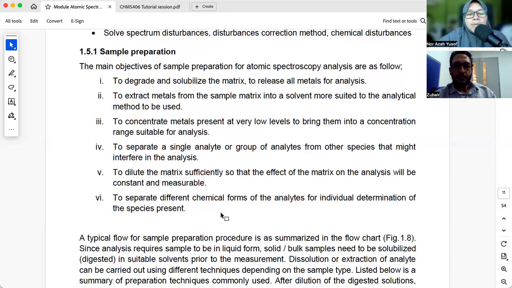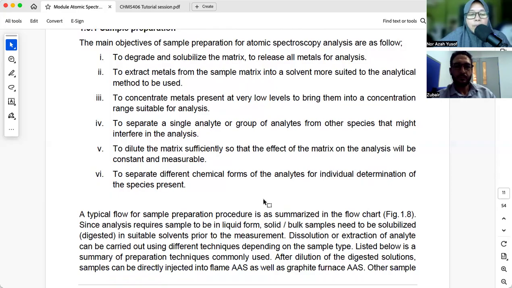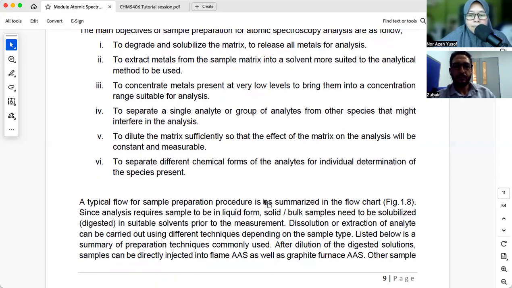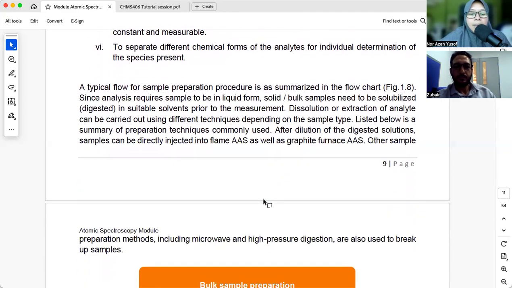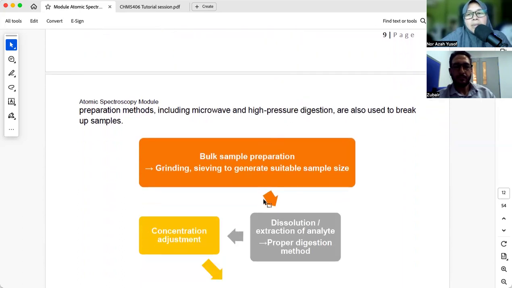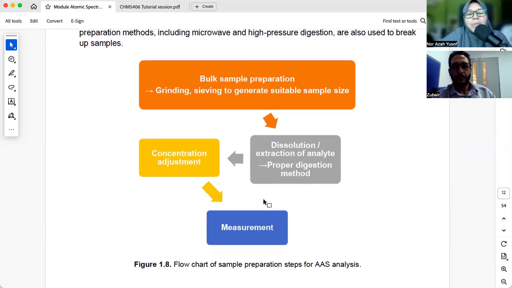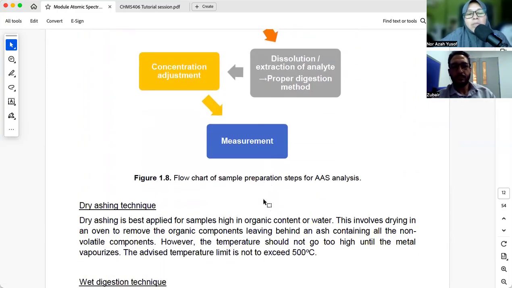To separate different chemical forms of the analyte, this one is also needed if you have to do it, but most of the time it's okay because you're working with liquid. Okay, right. So this is generally the flow chart of how you do sample preparation.